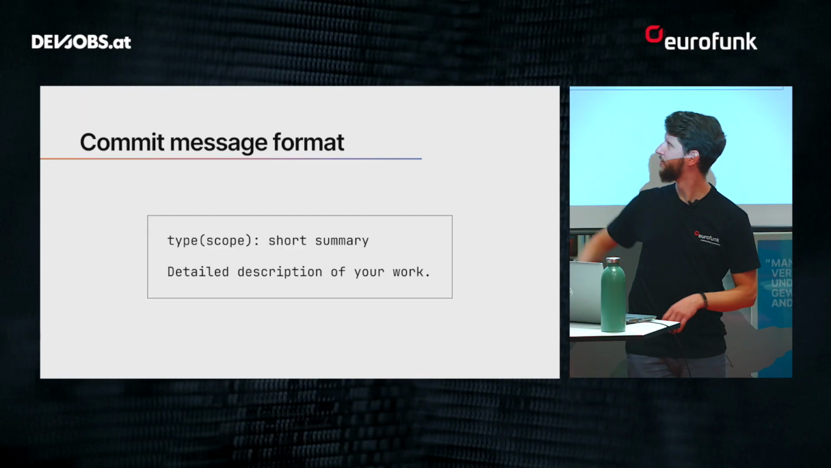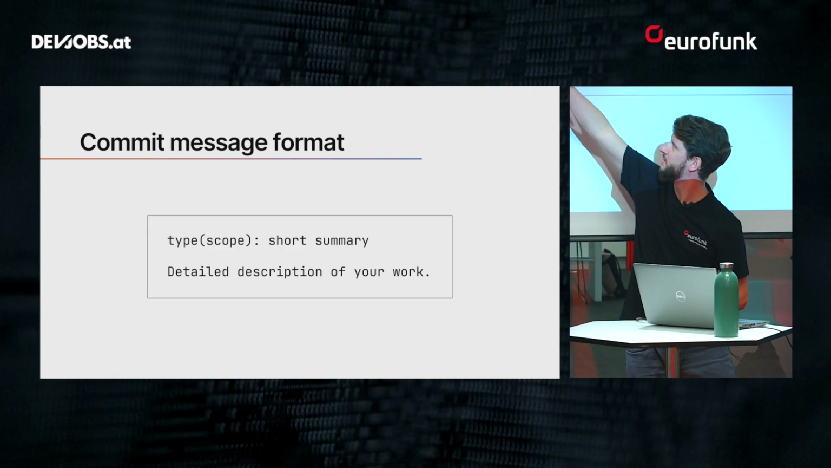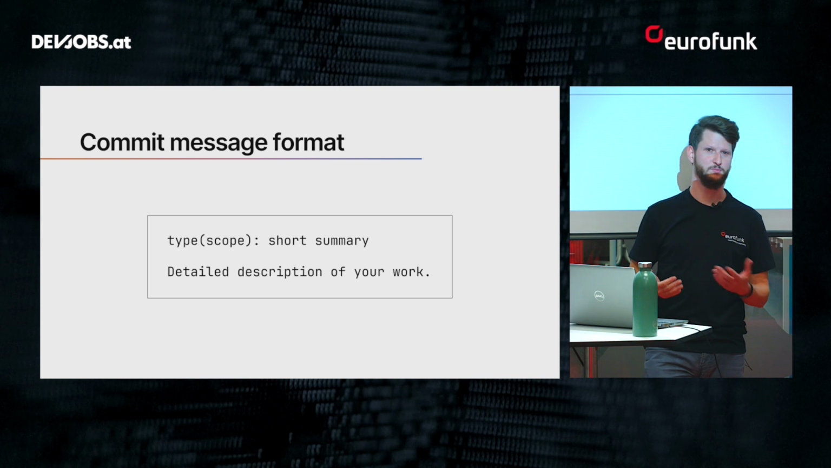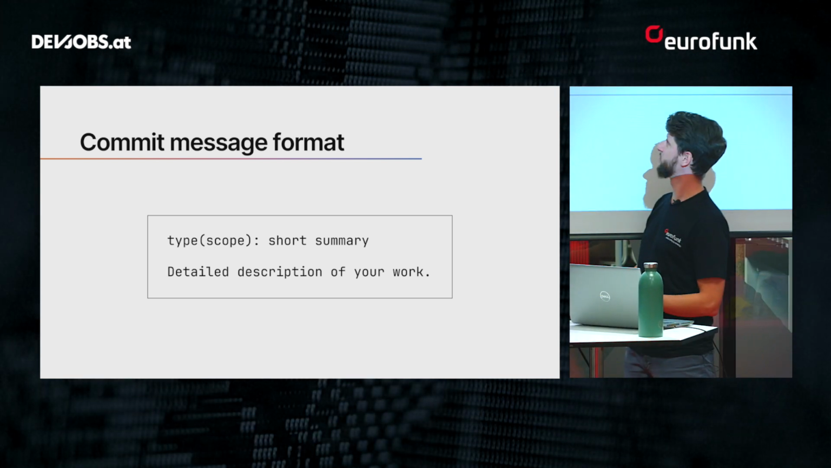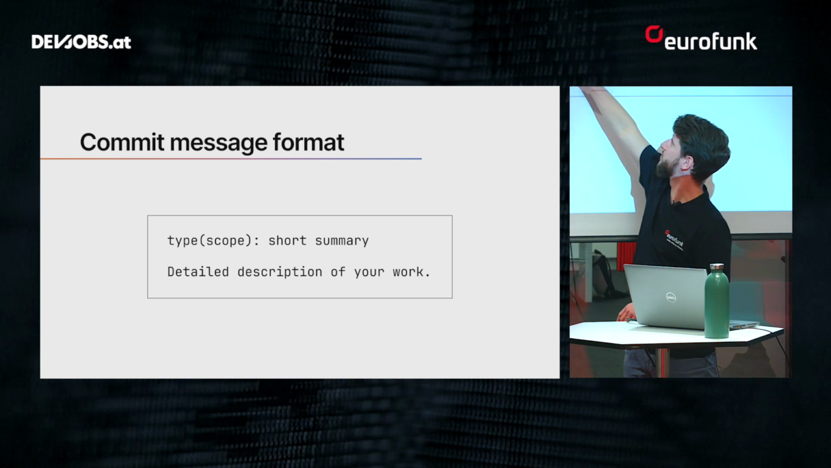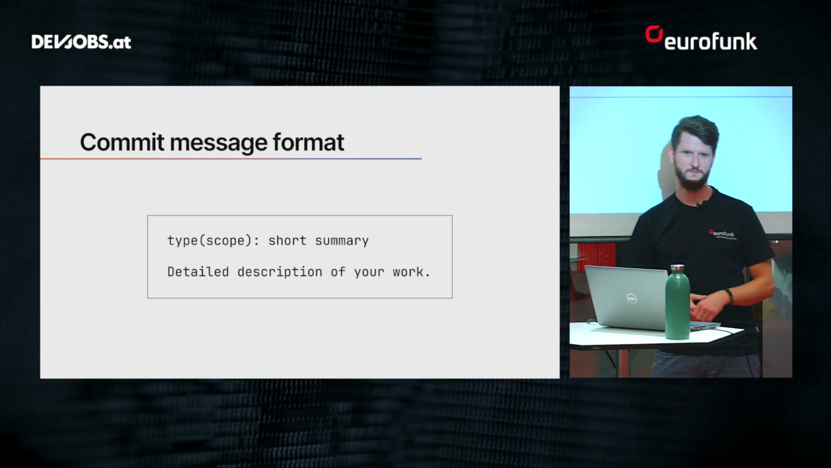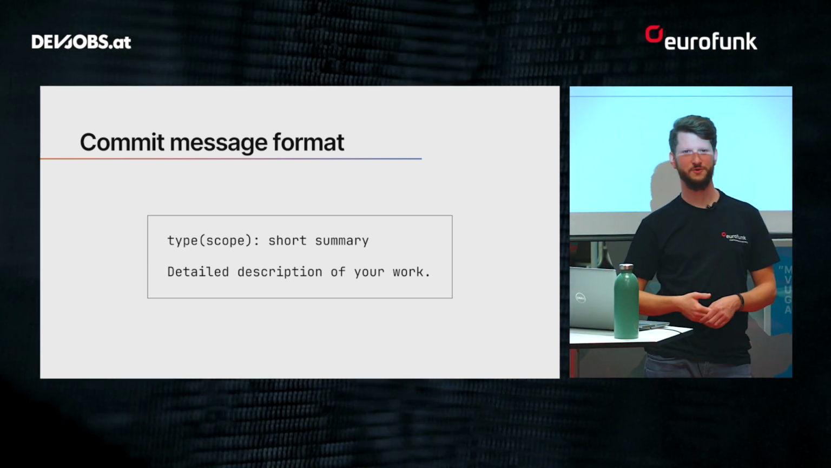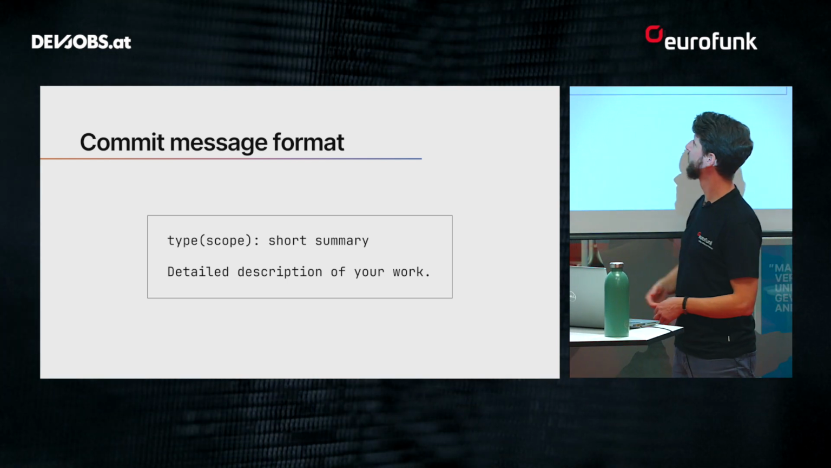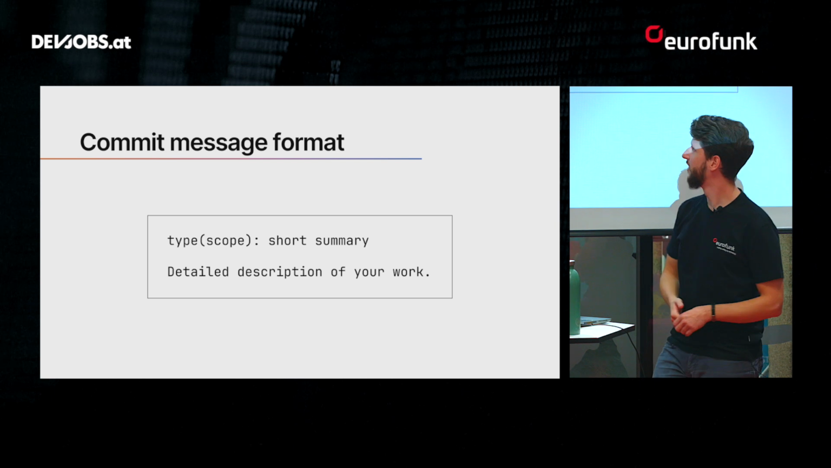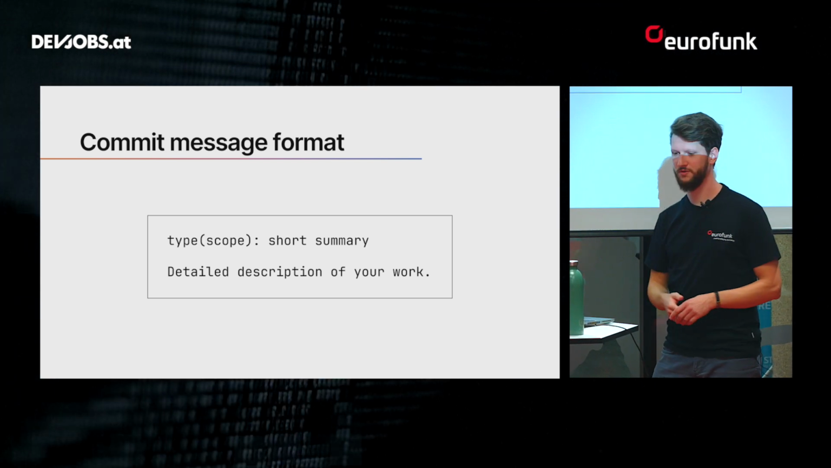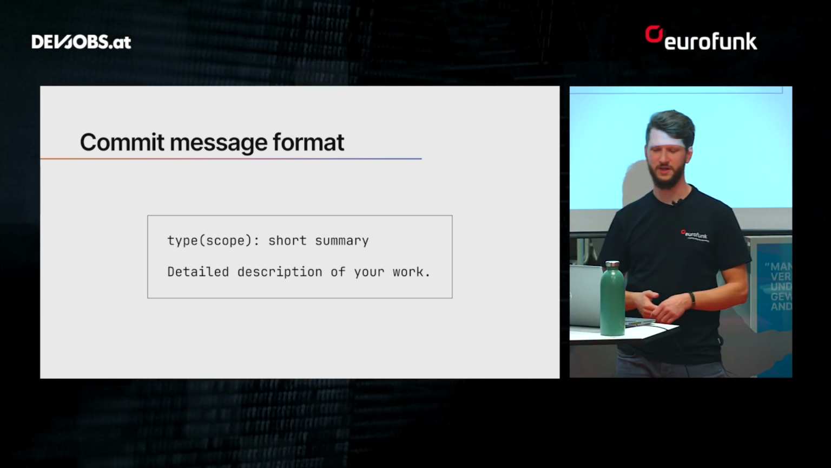But here, we kind of need to define a type, which is a bug fix, a feature, a refactoring, whatever, a build. Then we have a scope. So what are you touching? Your button component, your accordion, your select. A short summary like usual: I fixed the button layout. And of course you can put down there everything you want.